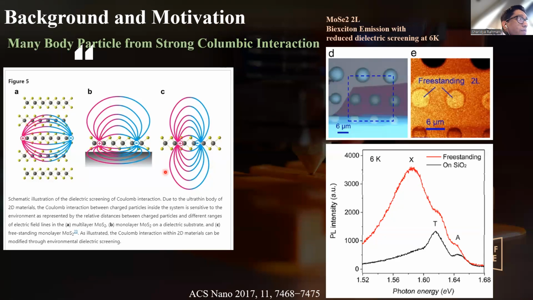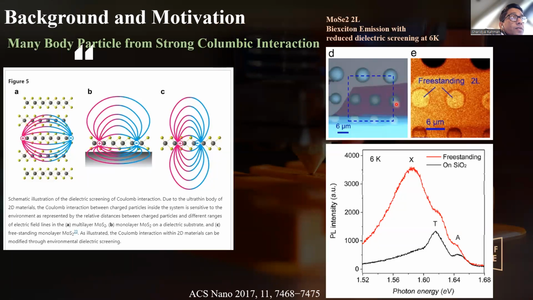Whenever we don't have a substrate, this Coulombic attraction is very strong, and as a result, it can lead to the formation of many-body particles, or many different kinds of exotic particles, at room temperature and low temperature. For instance, one work has demonstrated many-body particles at room temperature and at low temperature. In this work, the authors exfoliated two-layer molybdenum disulfide, and they were able to suspend this 2D material on trench substrates.